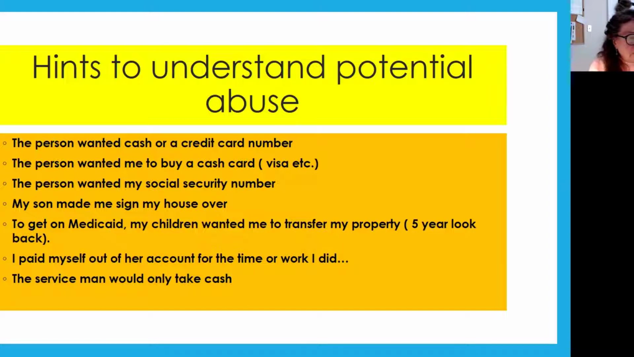Some other ones that we have seen is my son made me sign my house over. And again, the son was trying to get that person eligible for Medicaid, not knowing that that was giving the assets away. And therefore, the Medicaid application was null and void.